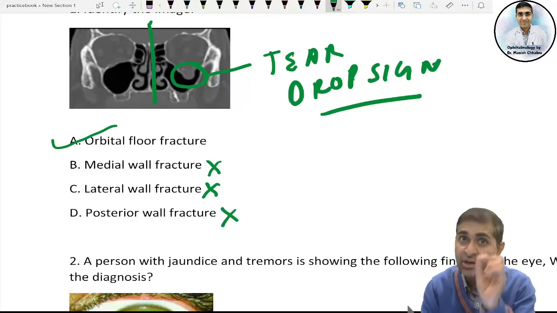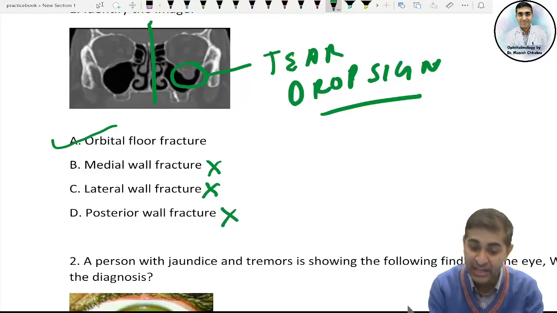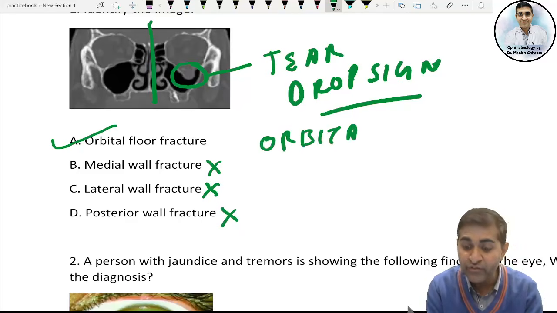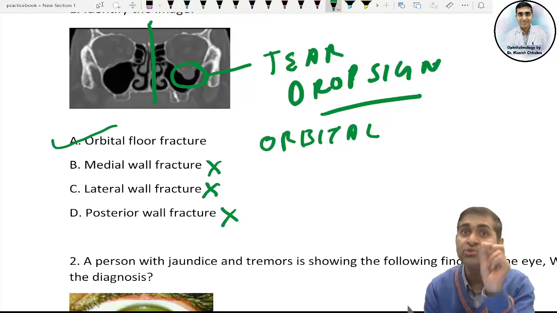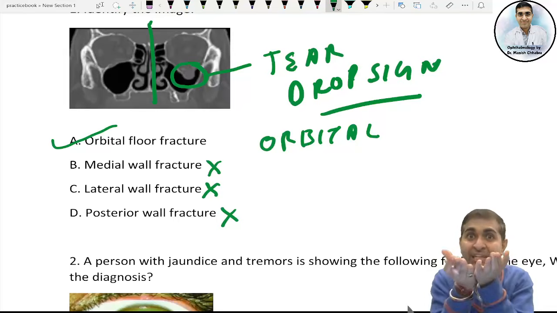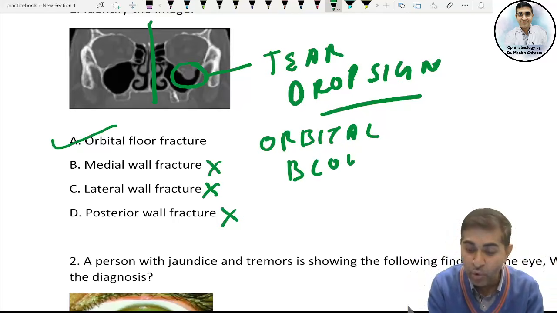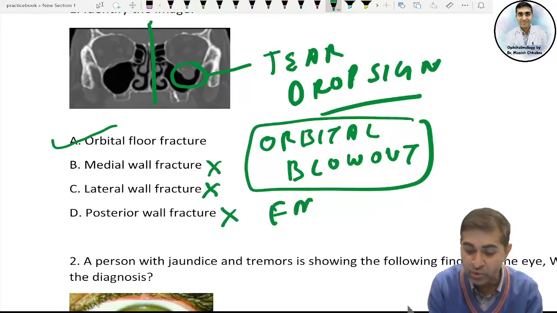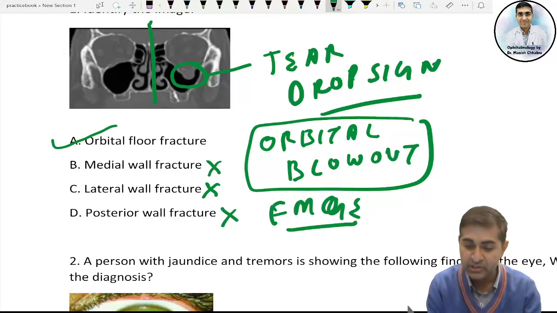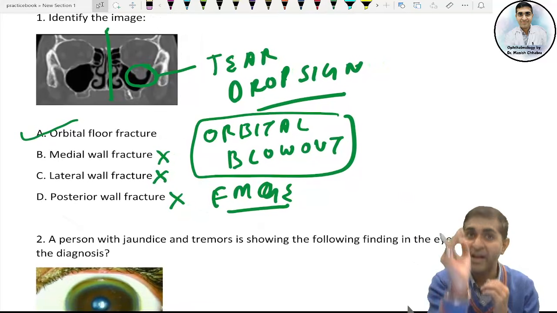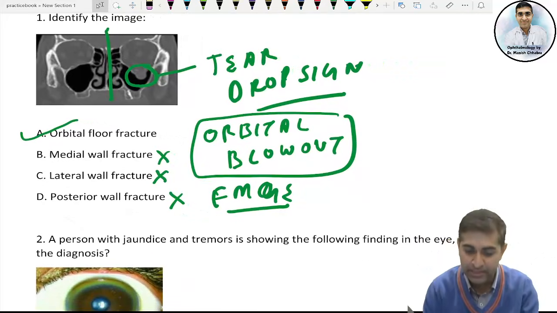This is teardrop sign which is seen in X-ray in orbital blowout fracture. The term which is used for blunt trauma of orbit leading to inferior wall fracture is orbital blowout. This is your previous year FMGE question. So you have to be well versed with the concept.